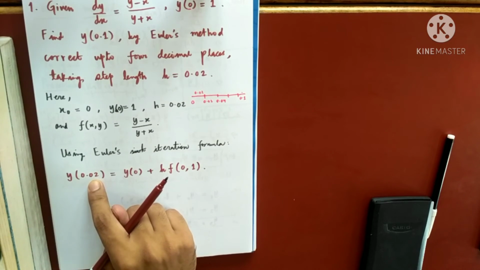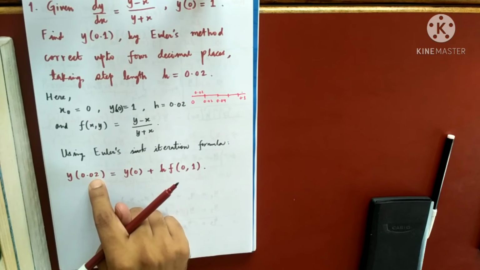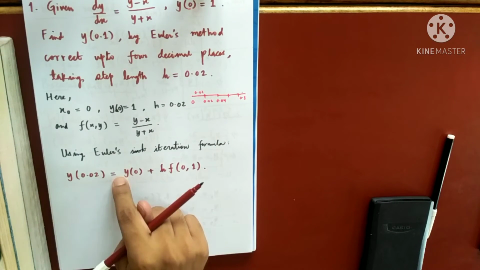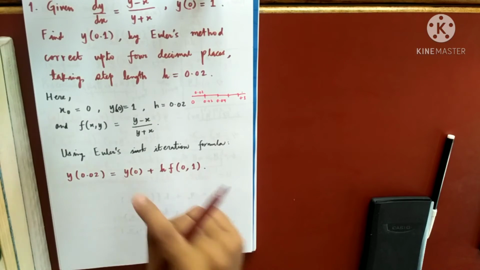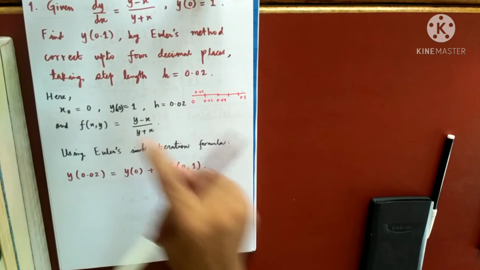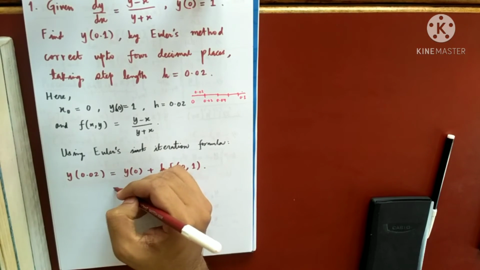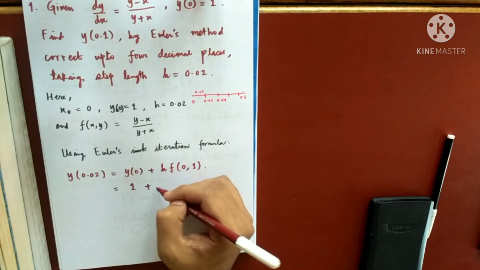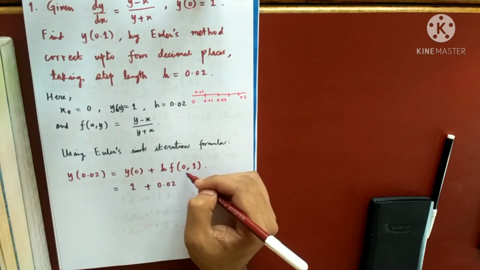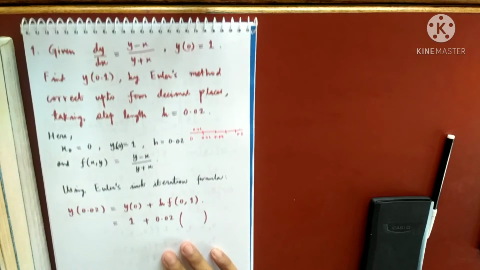y at next point. What is the next point after adding 0.02? It is 0.02 only. So y at next point, that is y1, is y0, the y at the initial point, plus h f of x0, y0. x0 is 0, y0 is 1. Did you get my point? This is the first iteration. What is y0? It is given to be 1. h is given to be 0.02. What is f of 0, 1? So f of x, y is this.